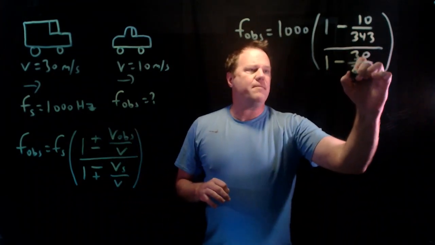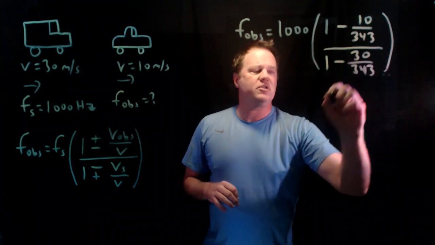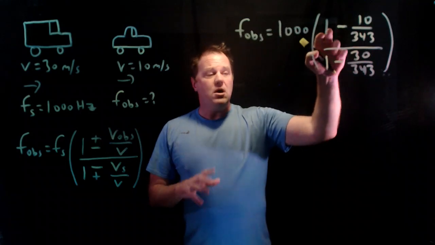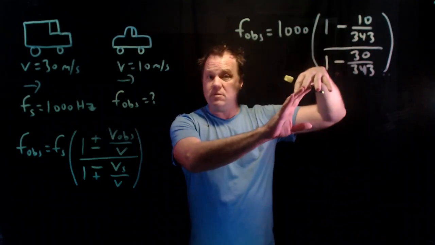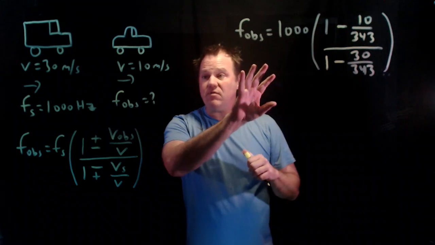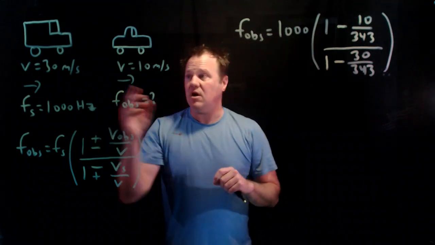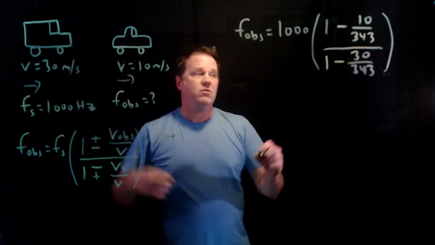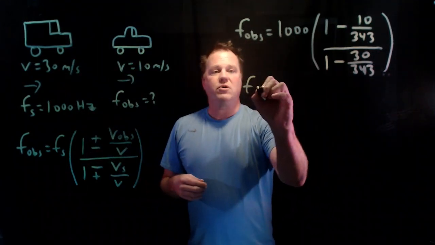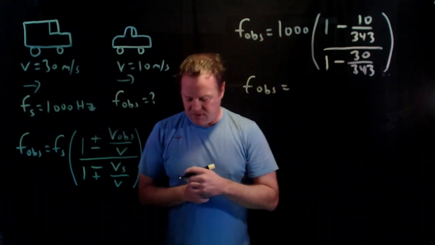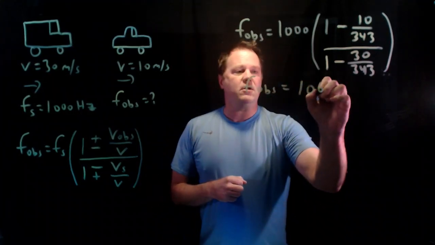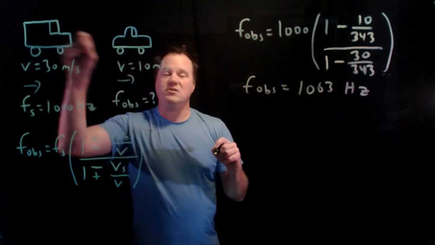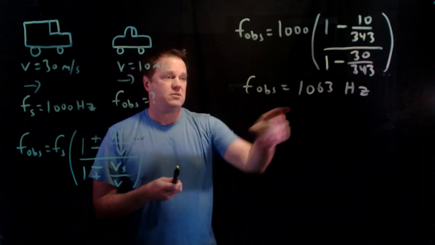Okay, and just looking at this and thinking about this in terms of the numbers, this number is going to be smaller than this number, and we're going to have a ratio that's above 1, and we're going to get an increase in the frequency observed, which I think is intuitive here. The ambulance is catching up to the car, and so the observed frequency is going to be higher than the source frequency. Okay, so observed frequency, we do end up with 1,063 hertz.